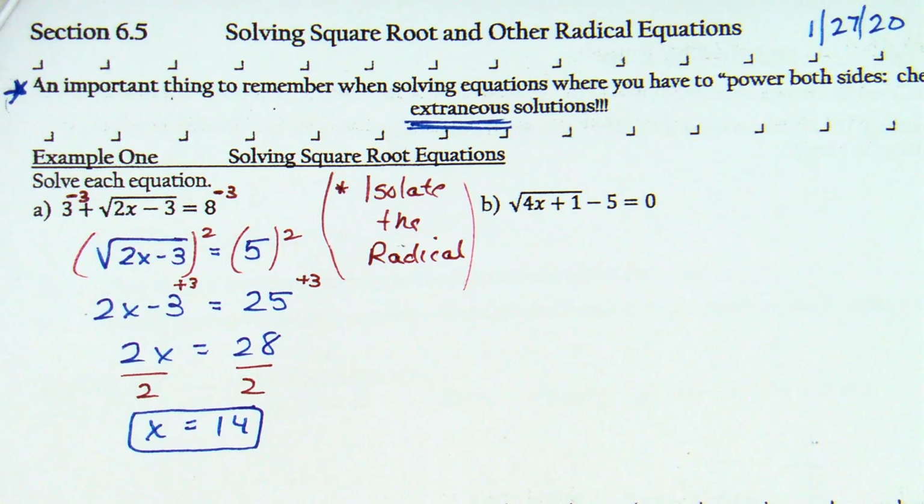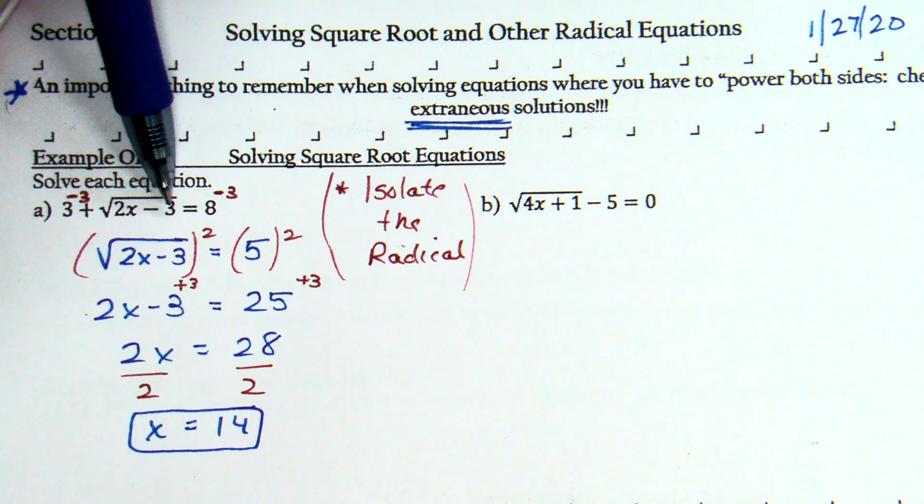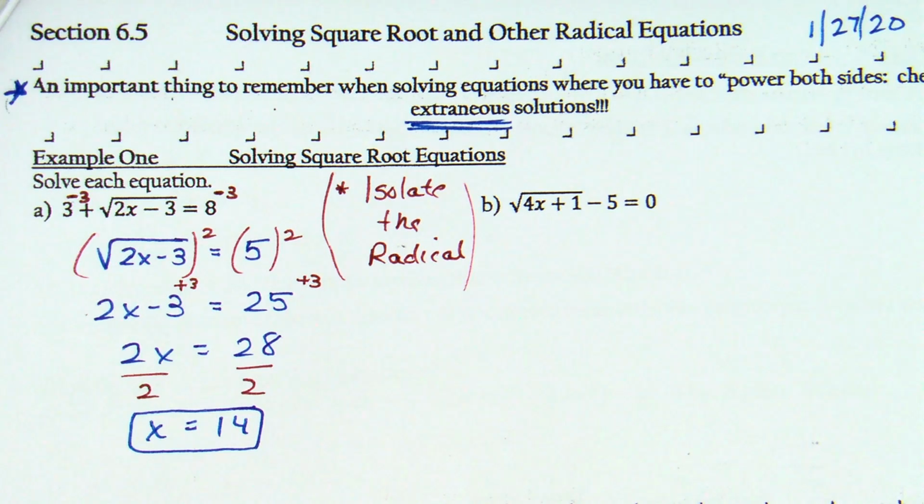Just this lesson. Okay, now, not a huge deal here, but I want to start talking about it. How do I check my solution? Plug it into the original. So 14 into x in the original. If we just do a mental check here: 2 times 14 is 28, minus 3 is 25, square root is 5, and then 3 plus 5 is 8. So does it check? Yes, it does.